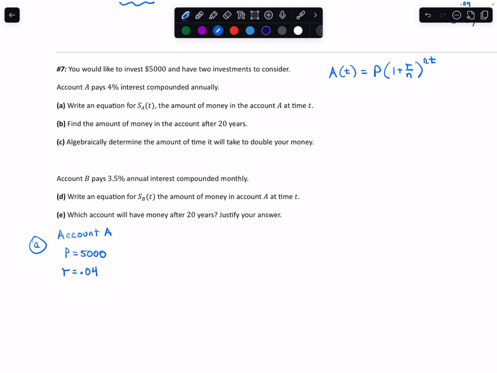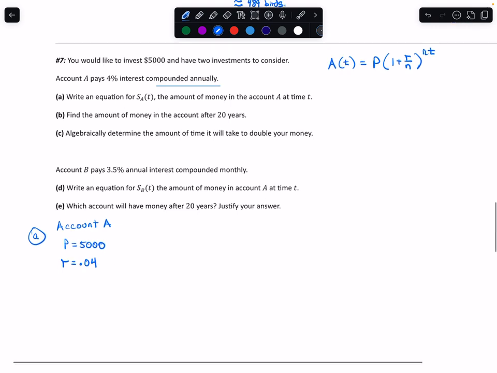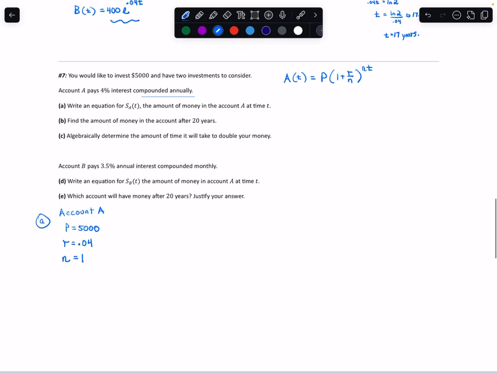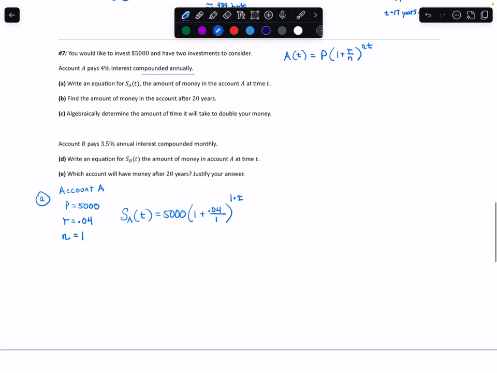And they told us one other thing. They said that you're going to compound annually. That means you will compound once per year. So n is 1. I pretty much have everything. So part A, write an equation for S sub A of t, the amount of money in account A at time t. So it would be S sub A of t is 5,000 times 1 plus r, 0.04, over n, but n is 1. We'll put it there, to the 1 times t, n times t. So I would probably make that look a little bit cleaner. It would just be 5,000 times 1.04 to the t.